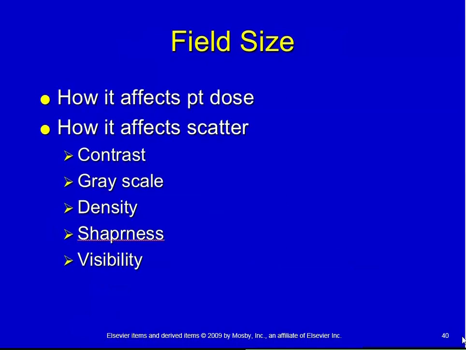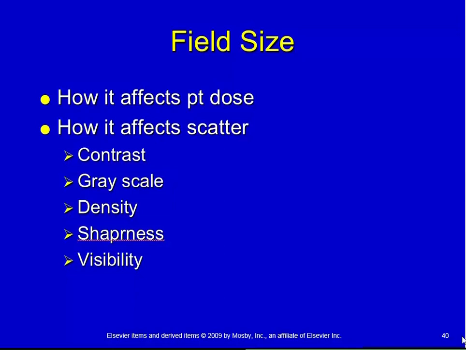So field size, how does it affect patient dose? Increased collimation means decreased field size. So if you increase your collimation, that means you make the field size smaller. If you make the field size smaller, then you don't irradiate anatomy that doesn't need to be irradiated. So your patient dose goes down.